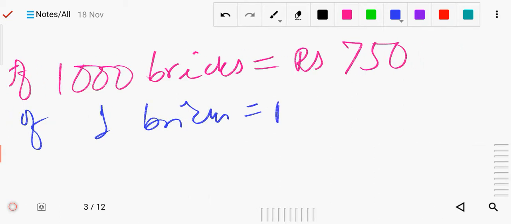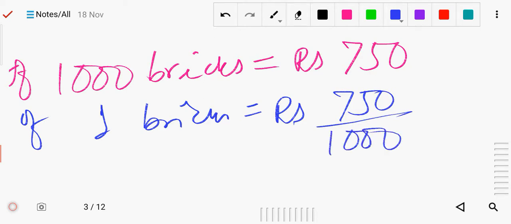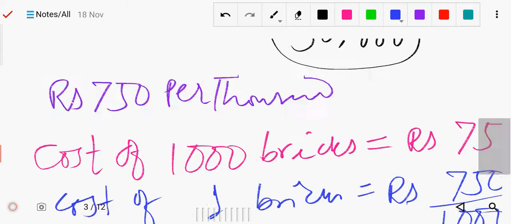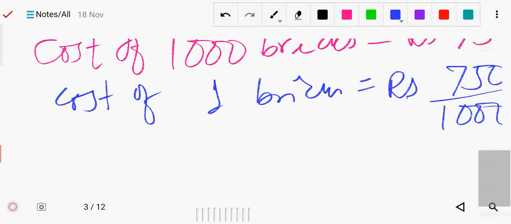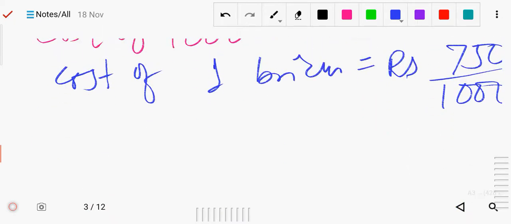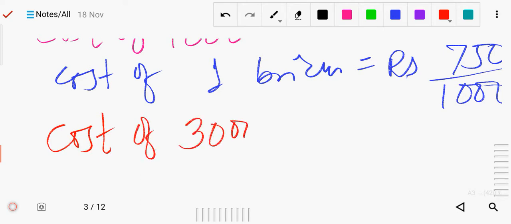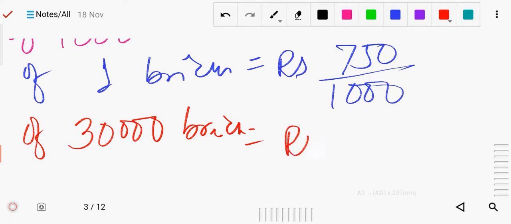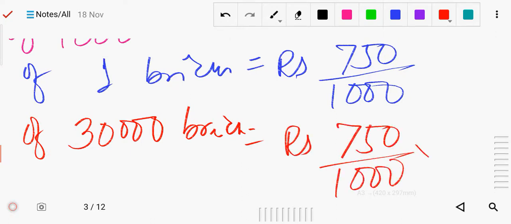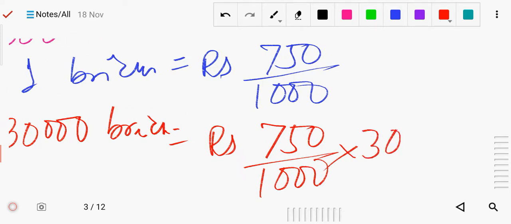You can divide 750 by 1000, so this will be the cost of one brick. Now we have to find the cost of how many bricks? 30,000. So we will find the cost of 30,000 bricks. It will be multiplied here: 750 divided by 1000, and you will have to multiply by 30,000.